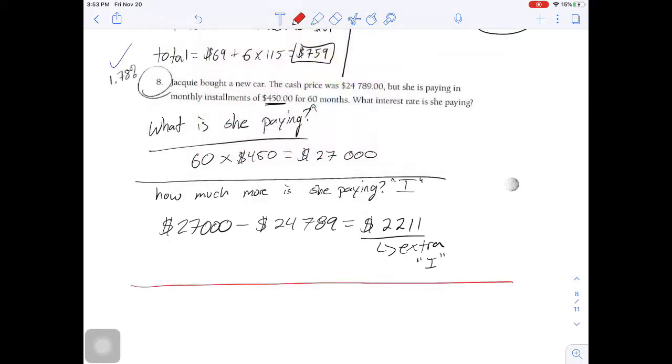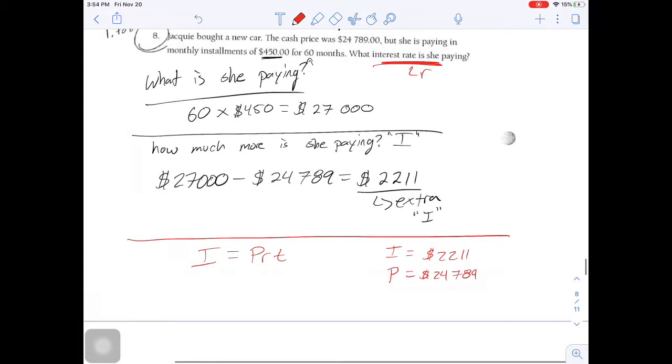So now it wants us to figure out what the interest rate is. So R. Well, this is a simple interest calculation. I equals, well, what is I? We know what I is. I is 2,211. P is how much something costs or how much you start with. That would be the original cost of your vehicle, so 24,789. R is what we're looking for, and you need time.